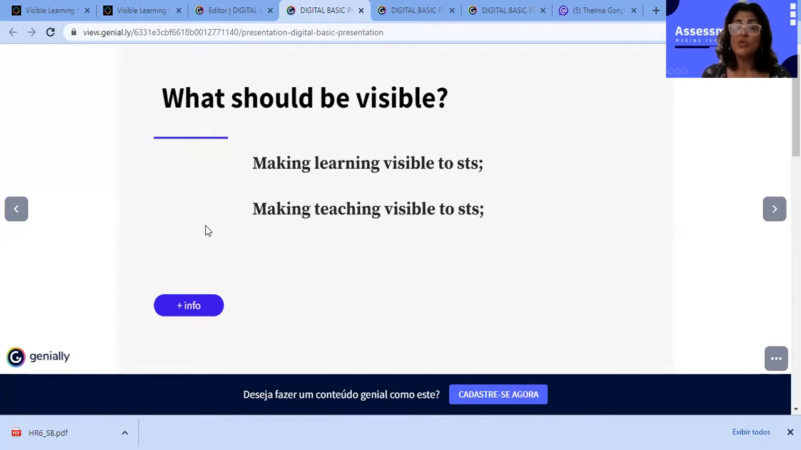So, in a nutshell, what do we mean by making learning visible? We need to consider these two aspects. Making learning visible to students, so students have to sense and feel they are making progress and achieving their goals. And secondly, making teaching visible to students. Students have to see how they learn and start understanding the process of their own learning so that they can self-regulate and teach themselves in the future.